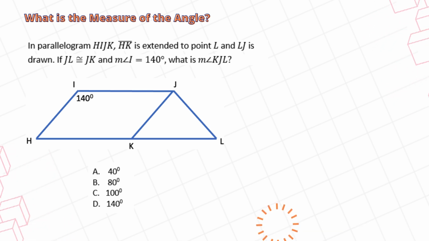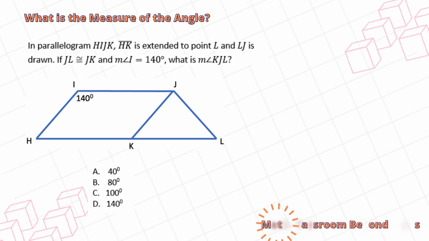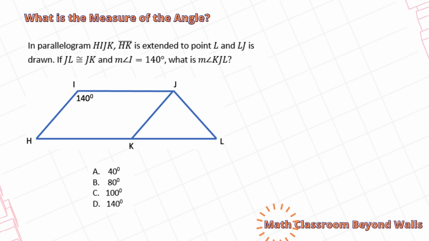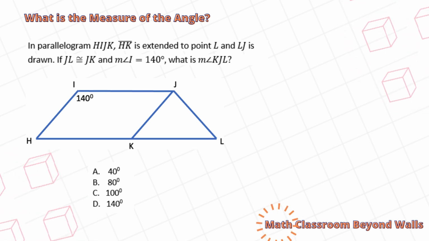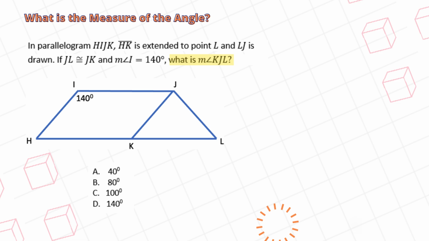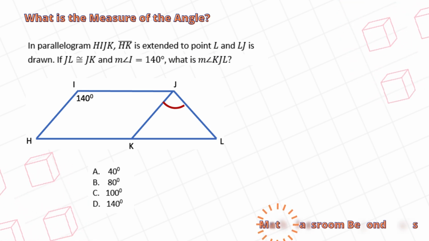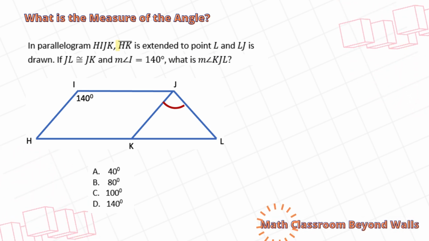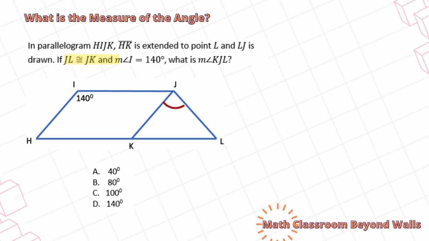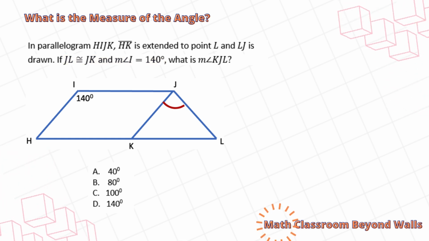As usual, we begin by reading the whole problem and may read it several times when needed to know what we're looking for, to determine what are given, and to figure out how the given information help find what we are looking for. What are we looking for, learners? You are correct. We are to find the measure of angle KJL. Where is this in the figure? Okay, so it is here. What are given? We're given the figure of parallelogram HIJK with KL as an extension of HK, and that JL is congruent to JK, and the measure of angle I is 140 degrees. Okay, so let us analyze the figure and modify it as needed.